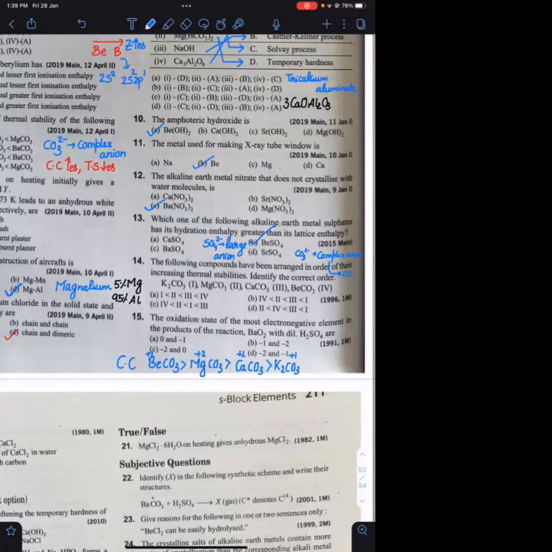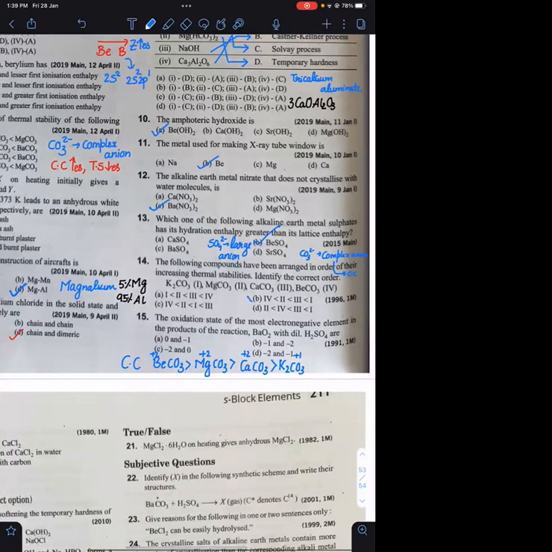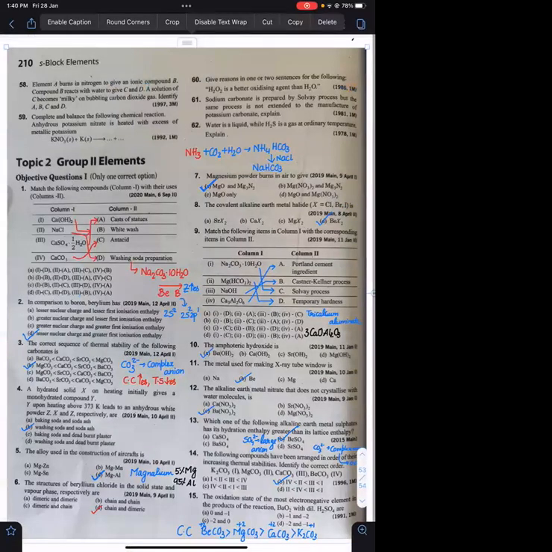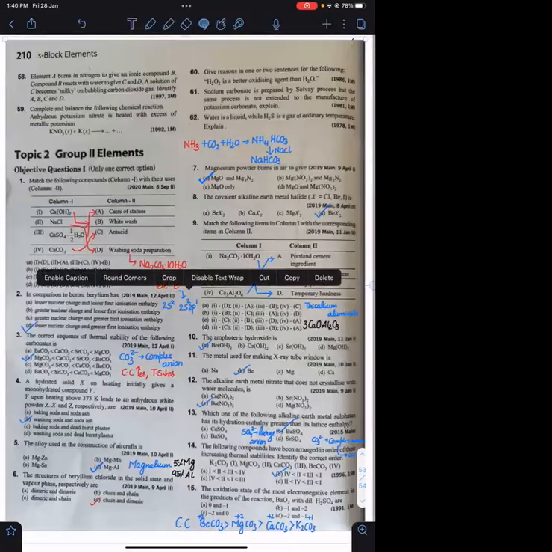If this is the order of covalent character, what will happen to thermal stability? इसका उल्टा? Yes. Okay, so answer क्या रहेगा? आपको BeCO3 4 less than, 2 less than, 3 less than 1. Option B. Any doubt, anyone? More the covalent character, less will be the thermal stability. I hope this is clear.